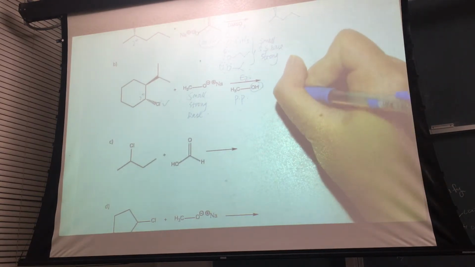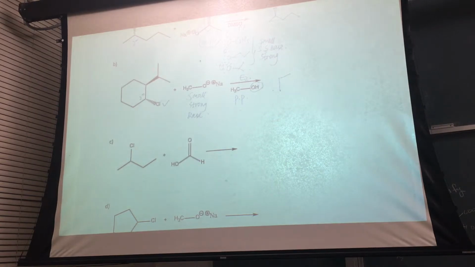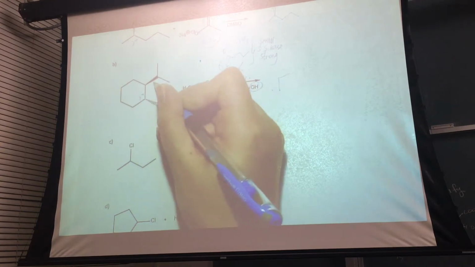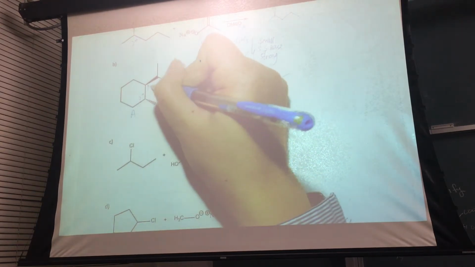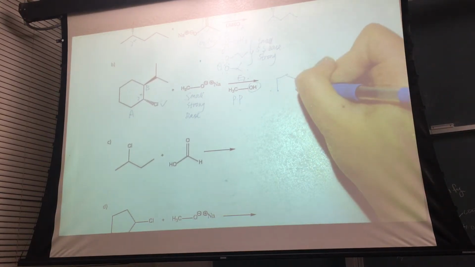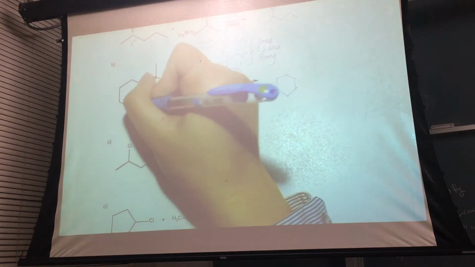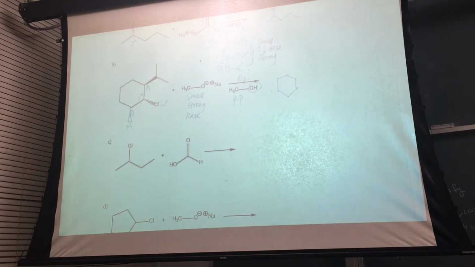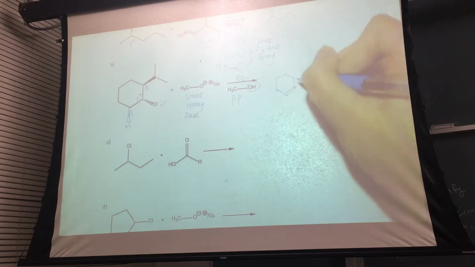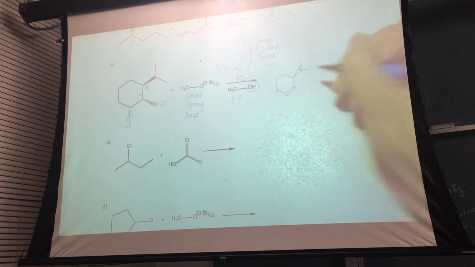So identify which hydrogen to remove. This one or this one? A or B? A, because we just went over that. It's the wedge hydrogen that you are going to take. Everything else stays the same.